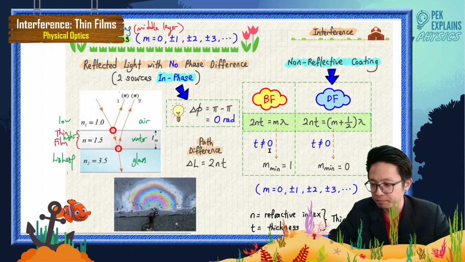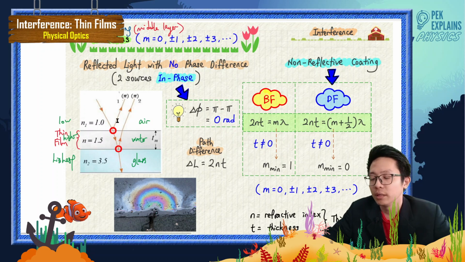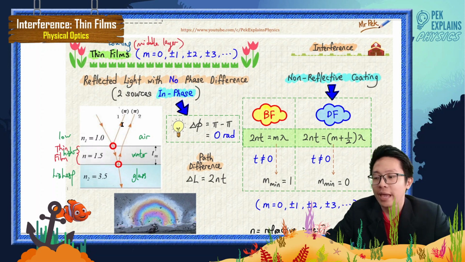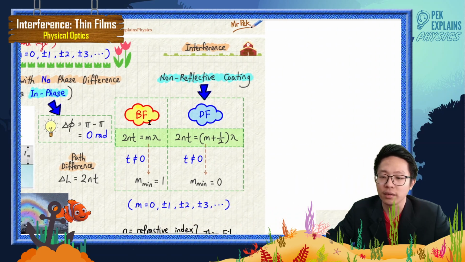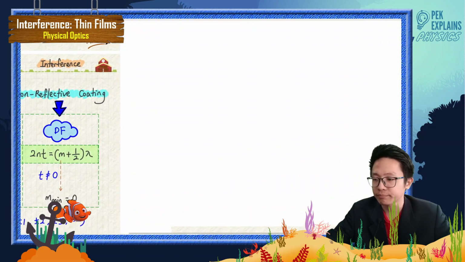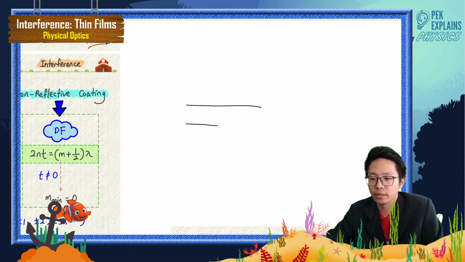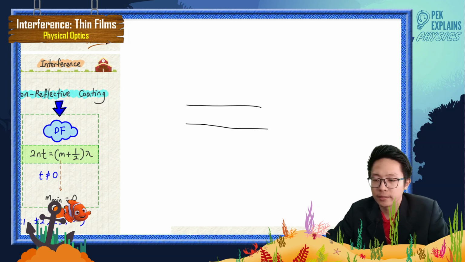Let's look at this one. Now you see here we have 2 reflected lights from this surface. These 2 reflected lights are in phase. Why are they in phase? Actually, these 2 lights originate from the same source, from one source of light. Maybe I can draw over here. So here I have air, water, and then finally glass.